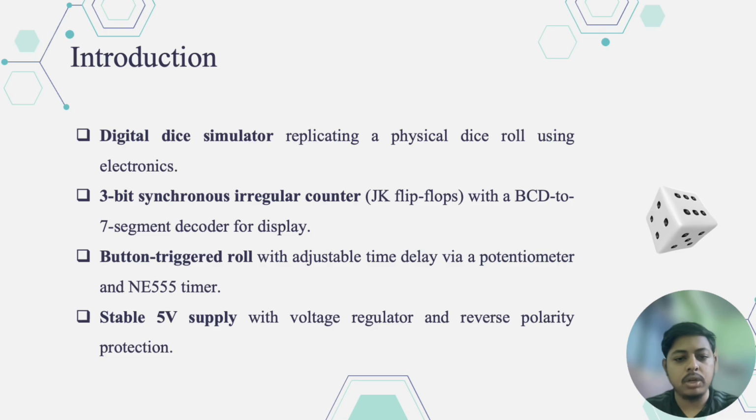Introduction. As you already know, our primary objective was to replicate the randomness of a physical dice roll using electronics. We designed a 3-bit synchronous counter with JK flip-flops to generate numbers from 1 to 6, paired with a 555 timer for adjustable time delays. The user can trigger the dice roll with a button and the results are displayed on a 7-segment display.